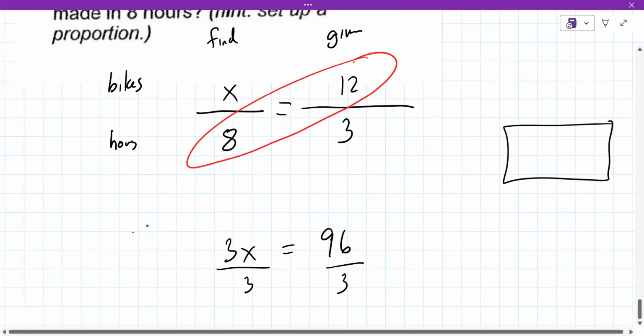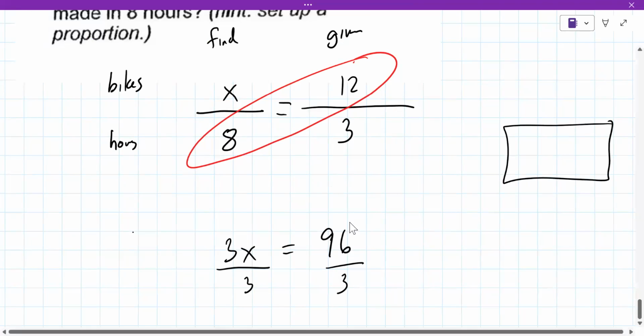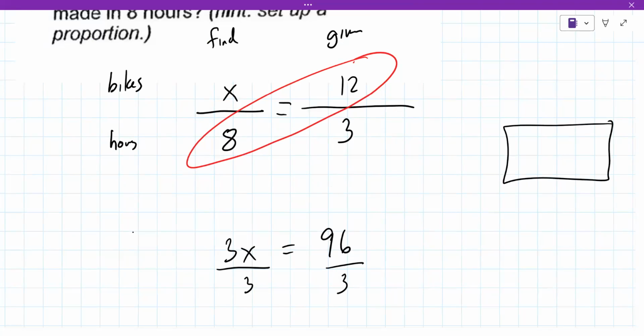3 goes into 96 evenly, so give that another look there. You can long divide, but both of these are divisible by 3. $32. It is 32. Good.